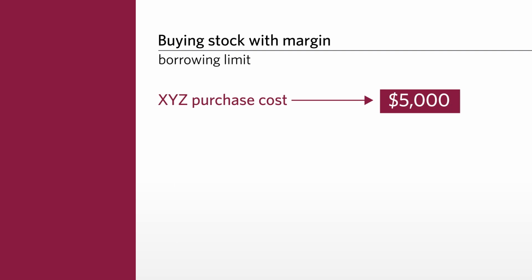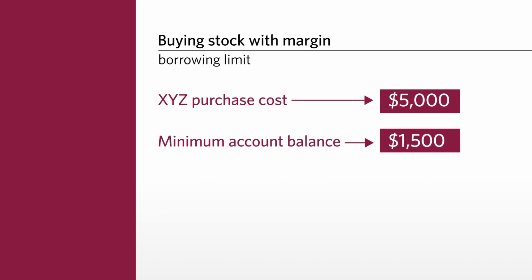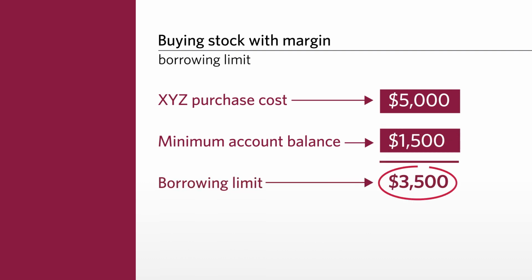$5,000, the cost of the purchase, minus the minimum amount of required buying power in your account, $1,500, equals $3,500, which is the maximum amount that you can borrow for this trade. Of course, you can borrow less, but this is the maximum.